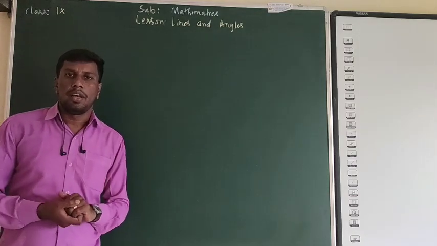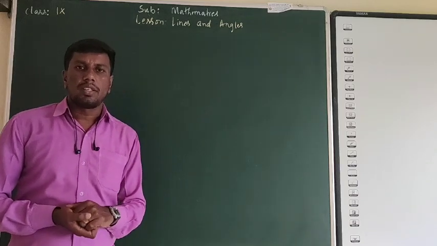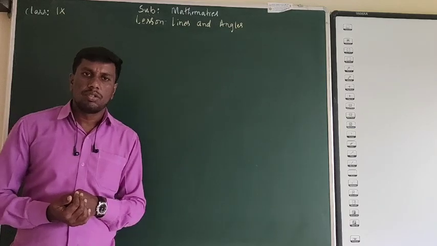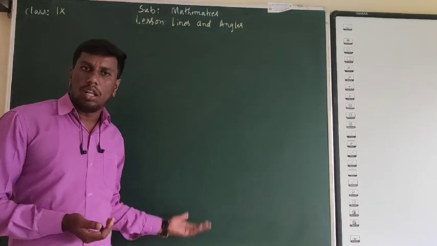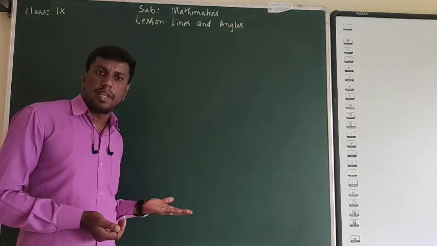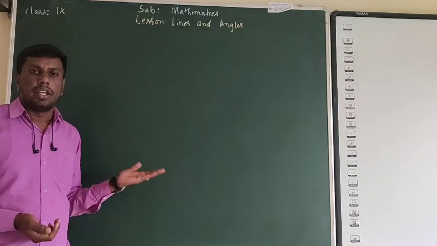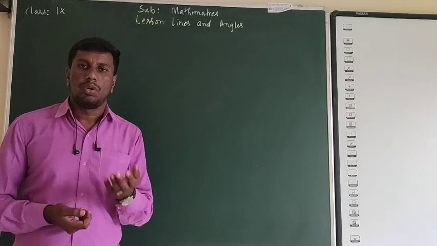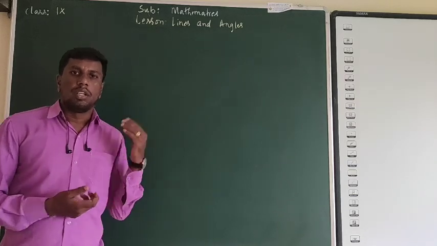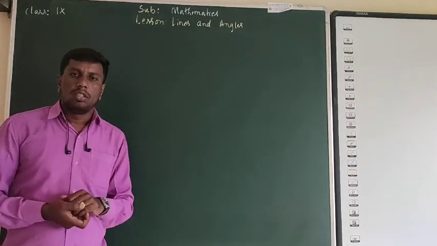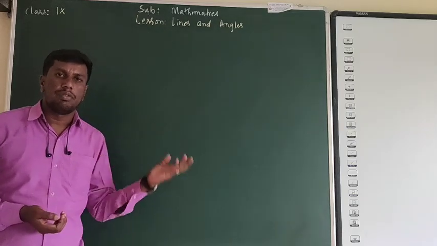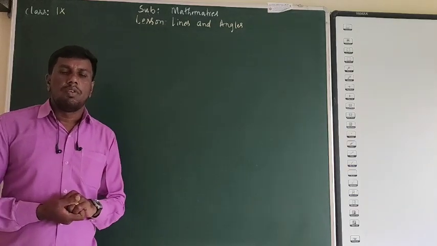Lines and angles. In the last class I gave an introduction to lines and angles, and we discussed what a line is, what a line segment is, and what a ray is. Then angles and the different types of angles: acute angle, right angle, obtuse angle, straight angle, reflex angle, then complete angle.